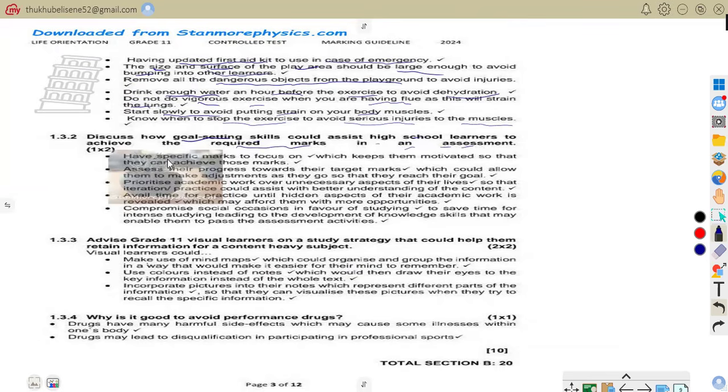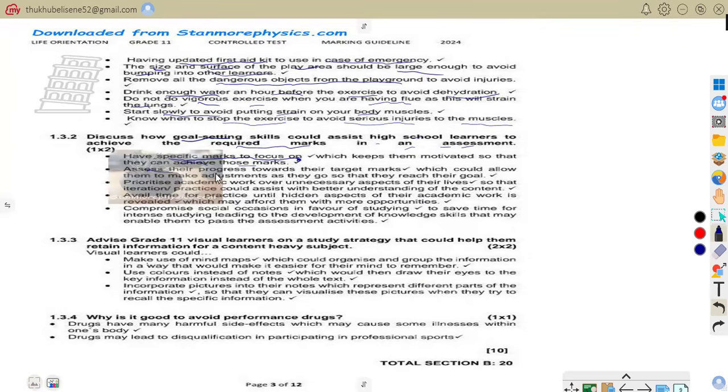It says, have specific marks to focus on, which keeps them motivated so that they can achieve those marks. Meaning to say, focus on specific goals. This is going to help keep learners motivated. For example, you are aiming to get 70% in a test. That is your goal that you're focusing on. Also, you can set your own daily study targets.